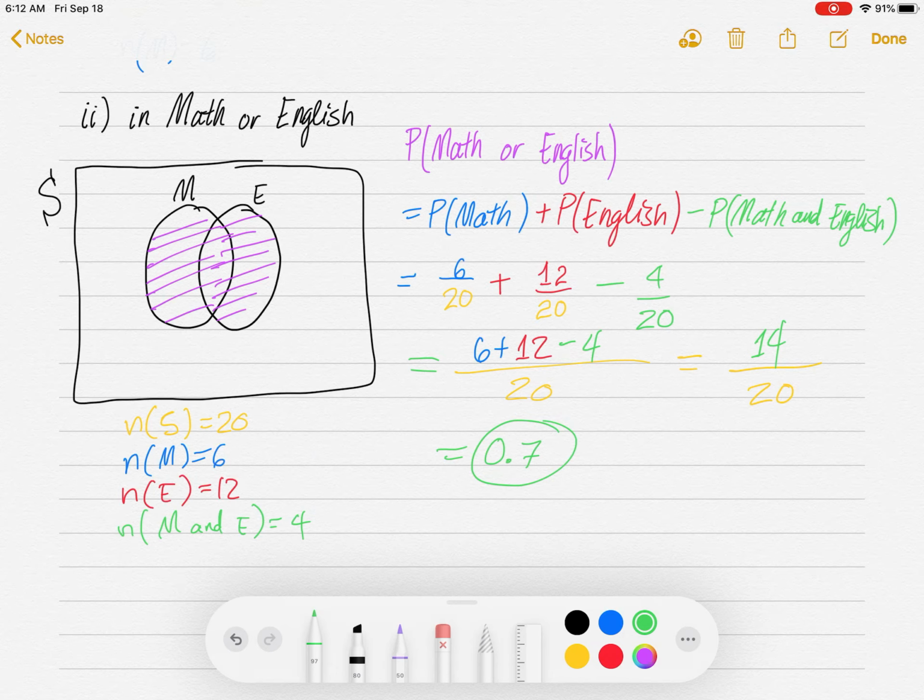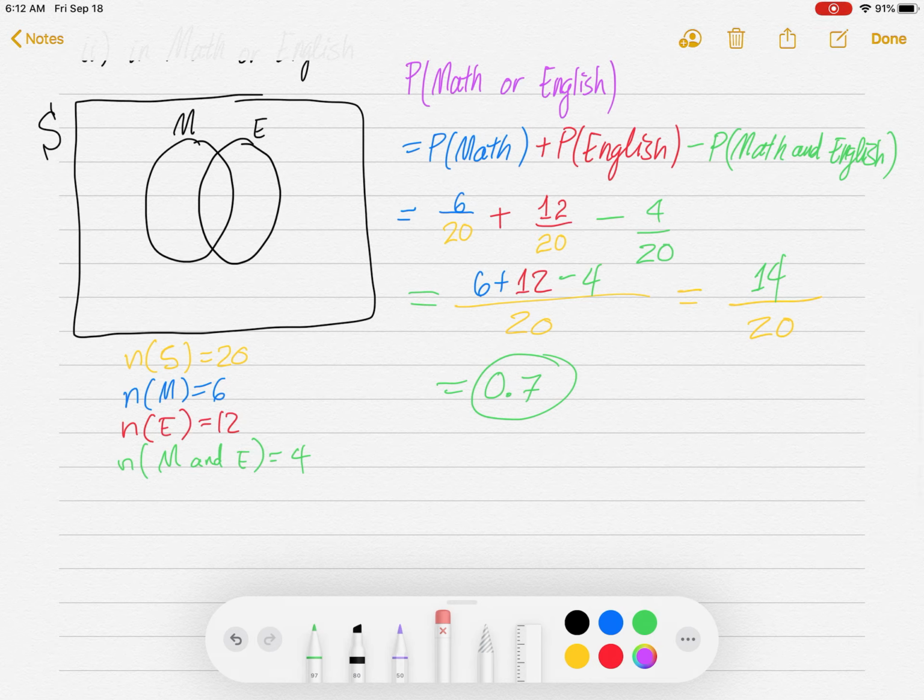Okay, well, that's one way to do it. Now, let me show you another way without going through the addition rule. You can do it without the addition rule. So what do we know is in the center? In the center, math and English, we know there are a total of 4 here.